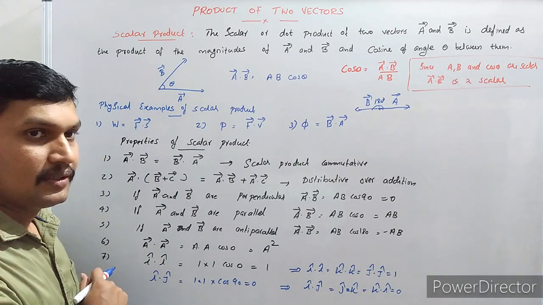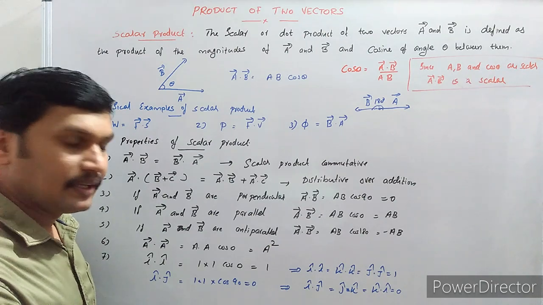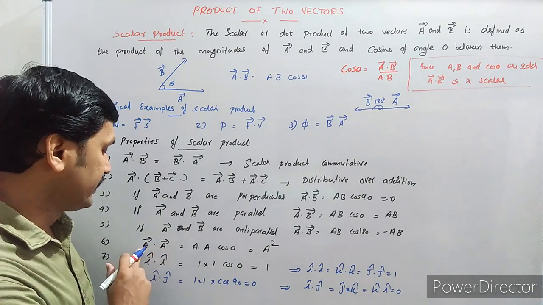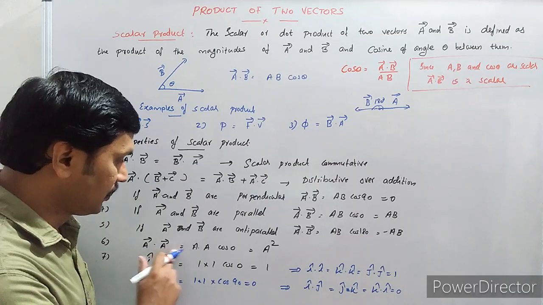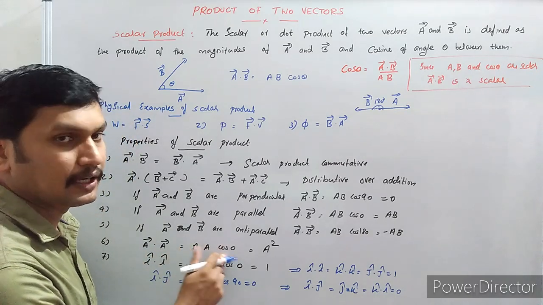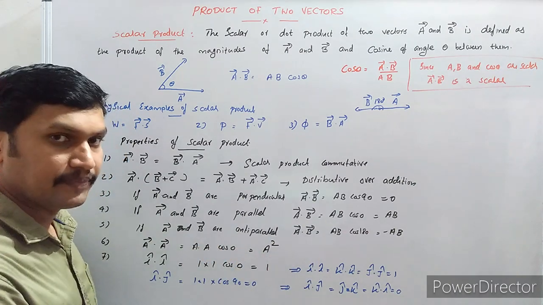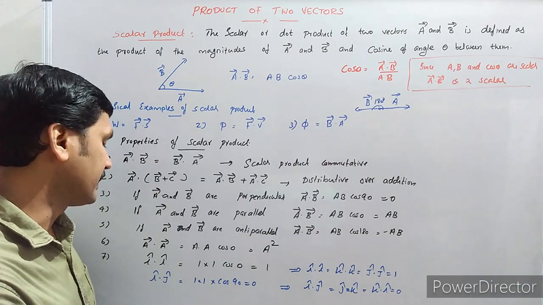Okay. Then what is A dot A? A dot A is equal to magnitude of A into magnitude of A, that's A into A, cos of the angle between them. The angle between them is 0, so cos 0 is 1. A square. What is A dot A? A dot A is equal to A square.